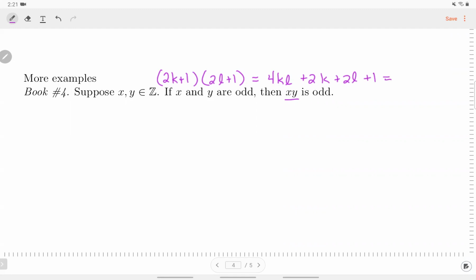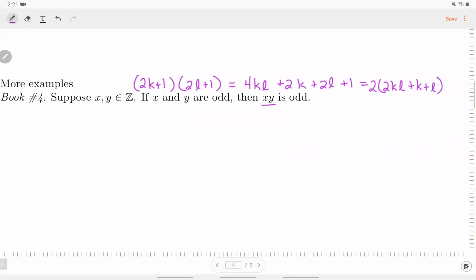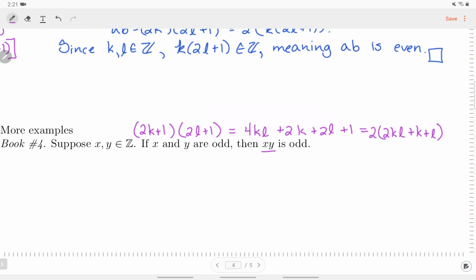What form do I need to be odd? I need 2 times something plus 1. 2 times an integer plus 1. Well, if I factor a 2 out of those first few terms and let the plus 1 hang out, I do have 2 times an integer plus 1. So that's the scratch work.